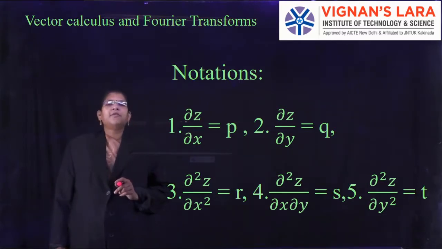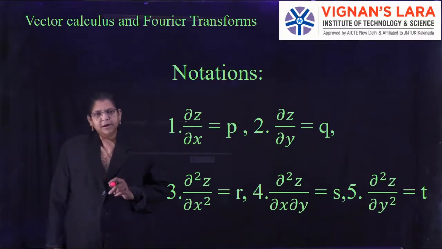What are the notations? p equal to ∂z/∂x. q equal to ∂z/∂y. r equal to ∂²z/∂x². s equal to ∂²z/∂x∂y. And t equal to ∂²z/∂y².